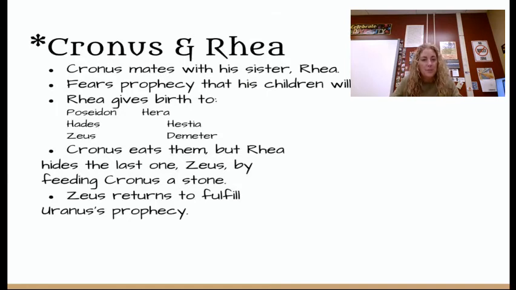So Cronus and Rhea, although fearing the prophecy that one of their children will overthrow him, Rhea still ends up getting pregnant and gives birth to, these names should sound familiar, they eventually become part of the 12 Olympians. So Rhea gives birth to Poseidon, Hades, Zeus, Hera, Hestia, and Demeter.